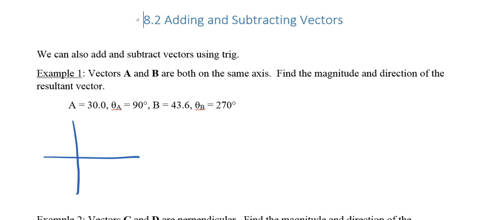So I have one vector, and I'll do A in green. It's at 90 degrees, so that means it's going straight up, and it has a magnitude of 30 units. Then I have vector B, which I'll do in red, which is at 270, so it's going straight down, and it has a magnitude of 43.6 units. So if the object is in the center and I have one force pushing up at it and one force pushing down at it, since the magnitude of the 43.6 is greater, it's definitely going to end up more down than it is up. But let's figure out how much more down.